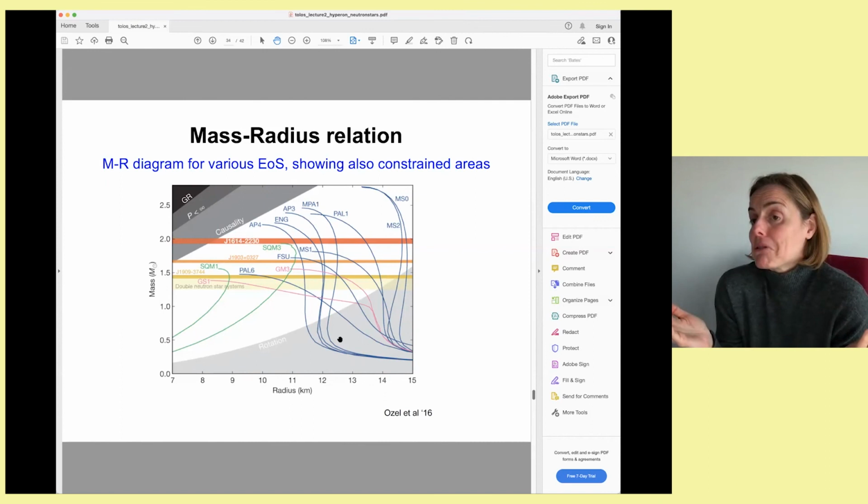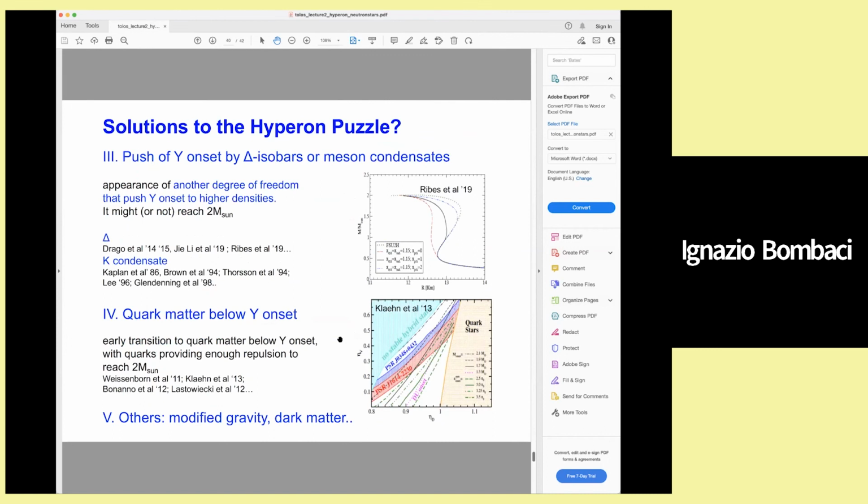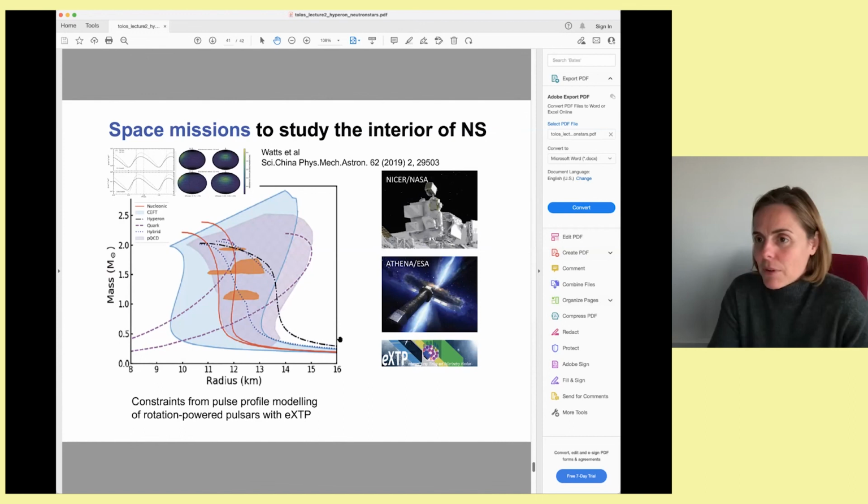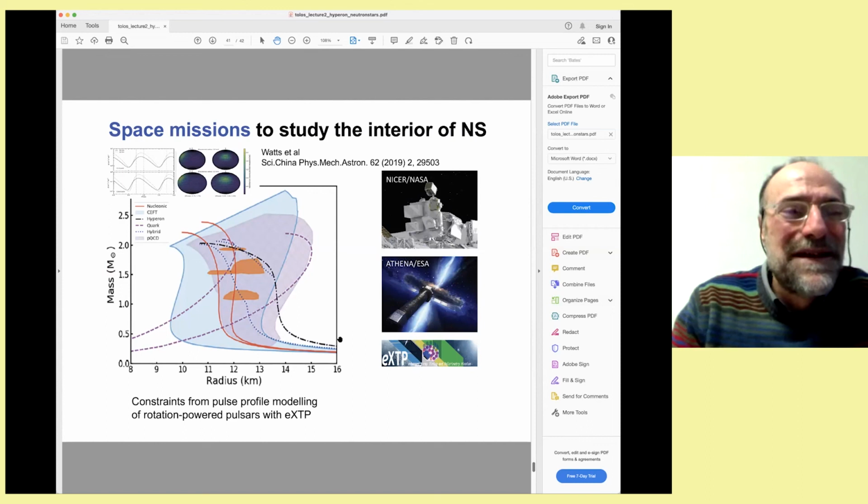Okay, just a curiosity. No, there is no problem, Sergio. That is an effect of general relativity, a balance between general relativity and the behavior of the equation of state. So it can be explained. I see. Okay, thank you. Good.